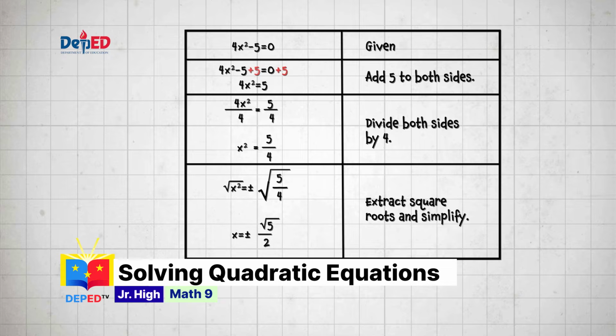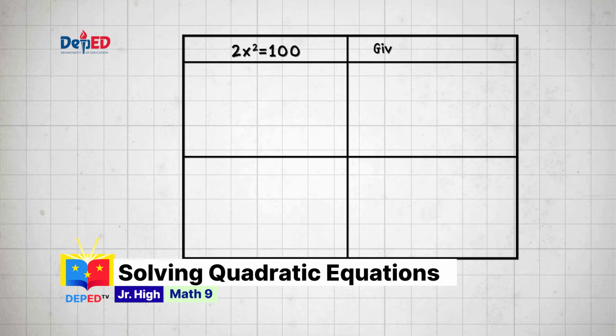Here, 5 is not a perfect square number. Its highest perfect square factor is just 1. That's why the square root of 5 will just be expressed as square root of 5. 5 will just remain under the radical sign. And that's it. The roots of the equation are square root of 5 over 2 and negative square root of 5 over 2.